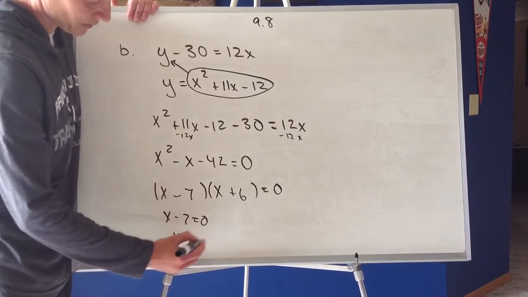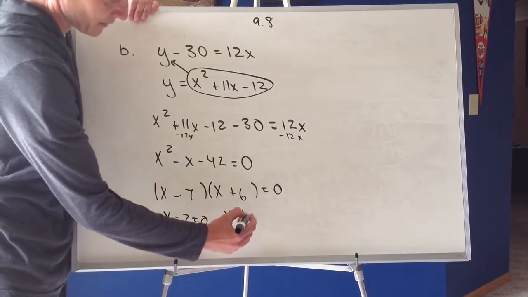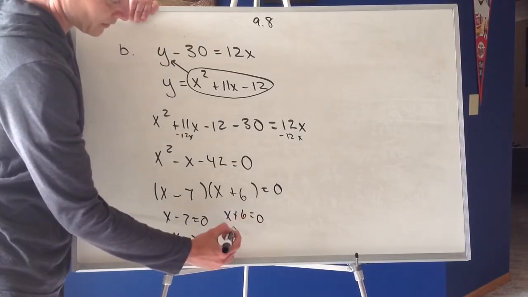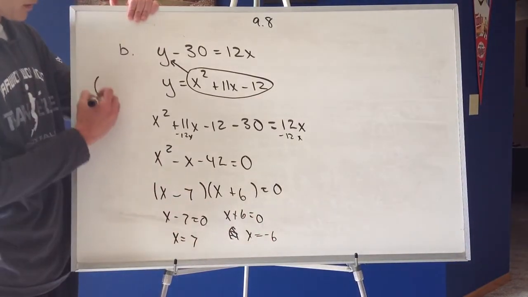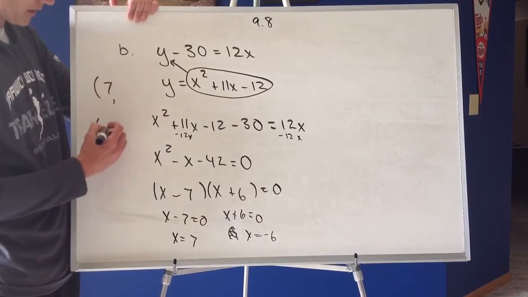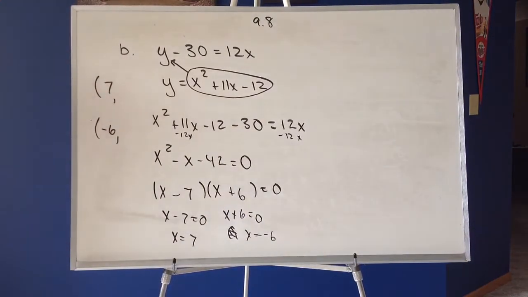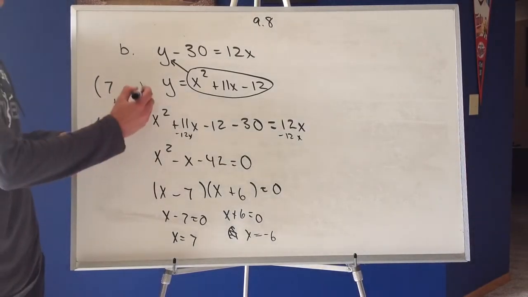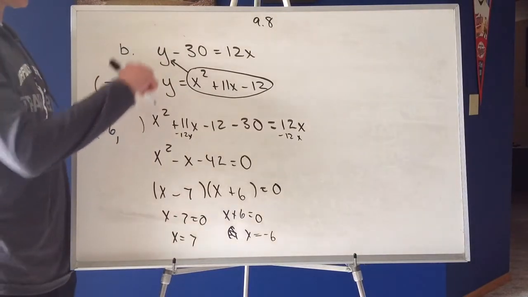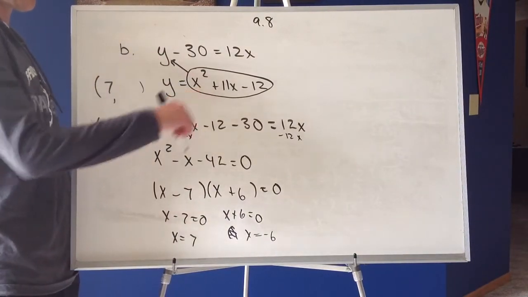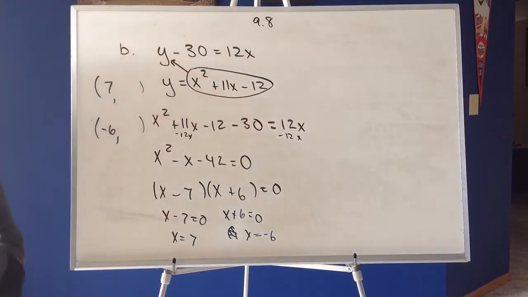I get x equals 7 and x equals negative 6. So 7 and negative 6 are going to be the starting points. So plug your 7 back in. Again, the linear one's the easiest, but if you want to do the other one, you can.